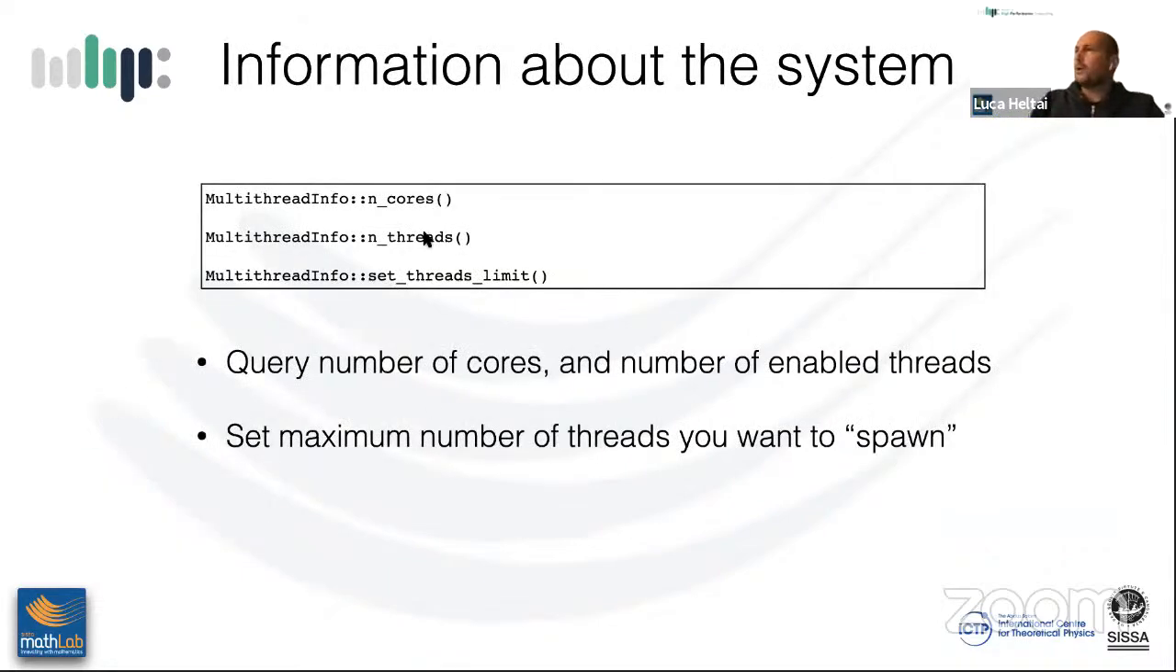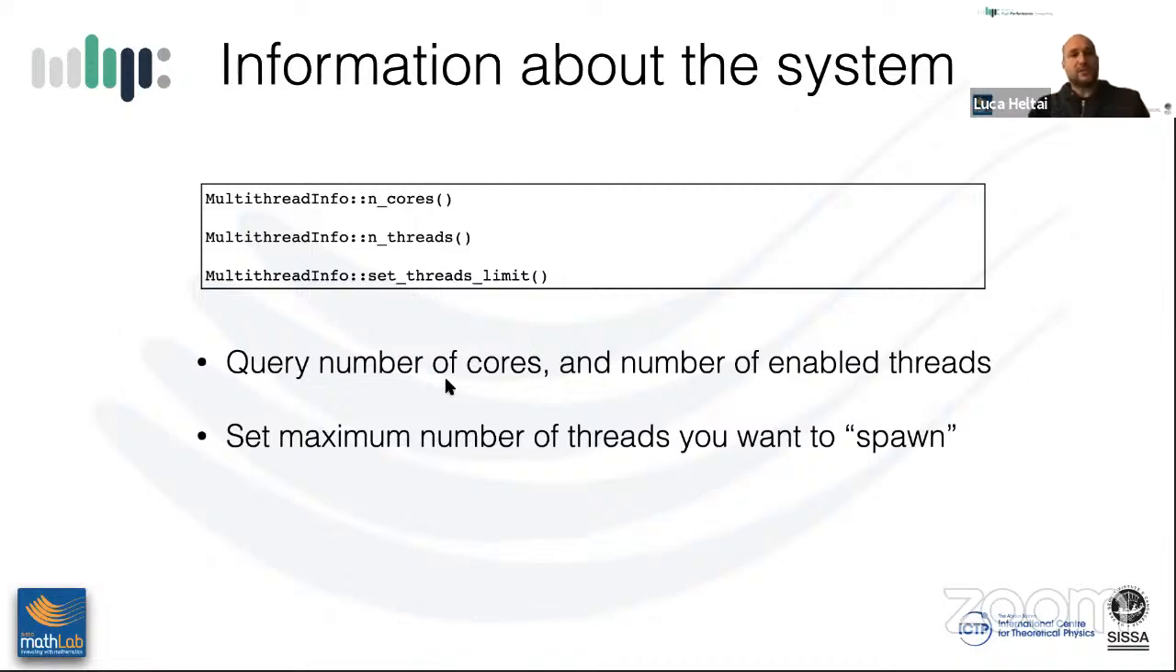For example, how do you ask how many cores you have and how many threads you have? Or how do you set the maximum number of threads that you want to have in your code? Well, this is exactly how you do it. You have a class in deal.II called MultithreadInfo, and this allows you to query the number of cores or the number of threads, or to set the number of threads.